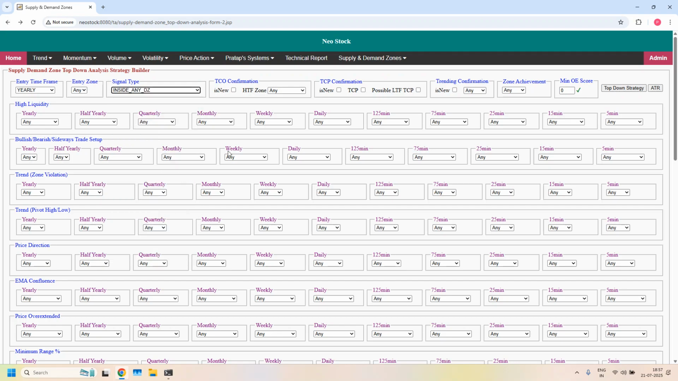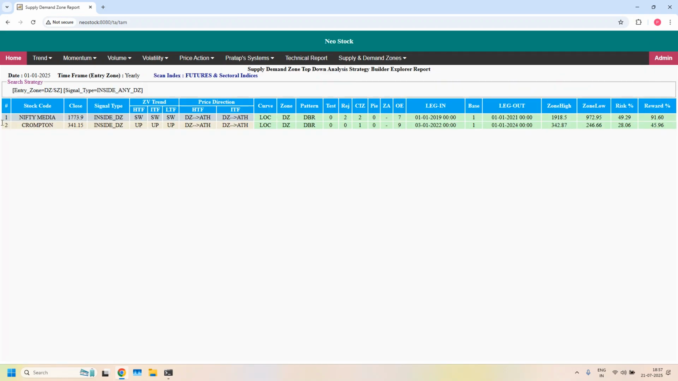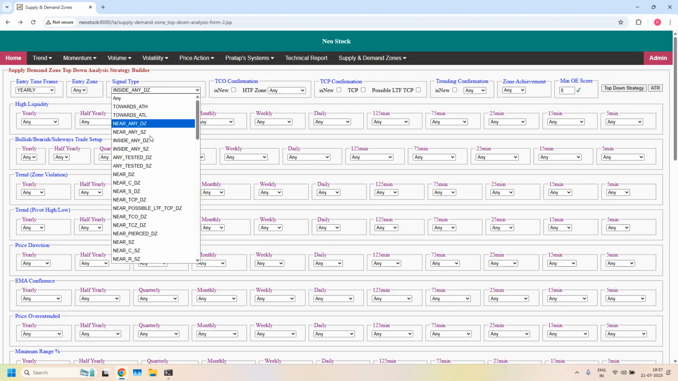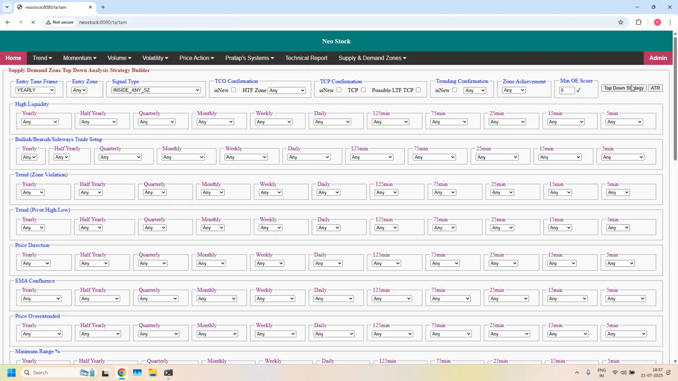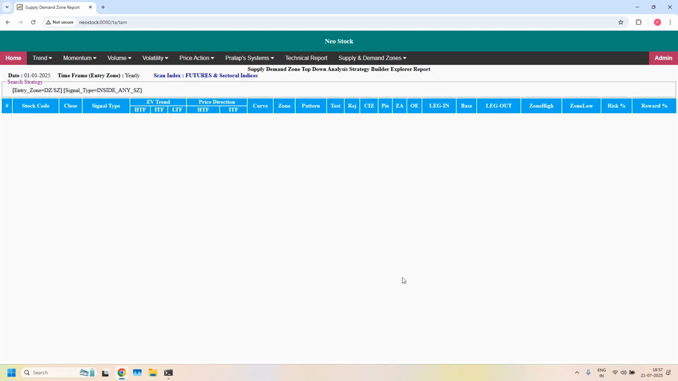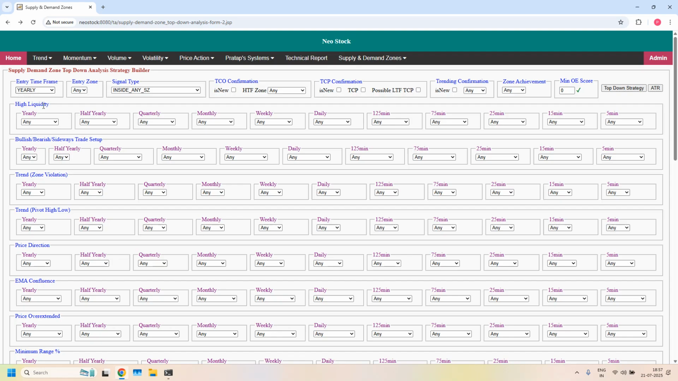Next, price closed inside the yearly demand zone. We got 2 stocks. I think Crompton entered today, maybe. Next, price closed inside the yearly supply zone. No stocks. So next time frame is half yearly.